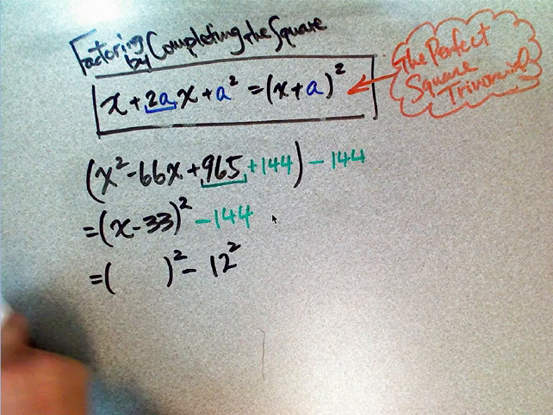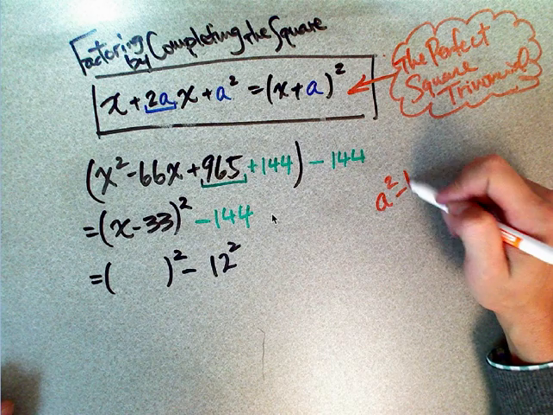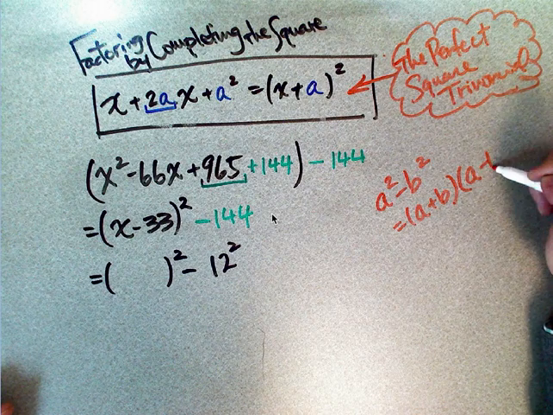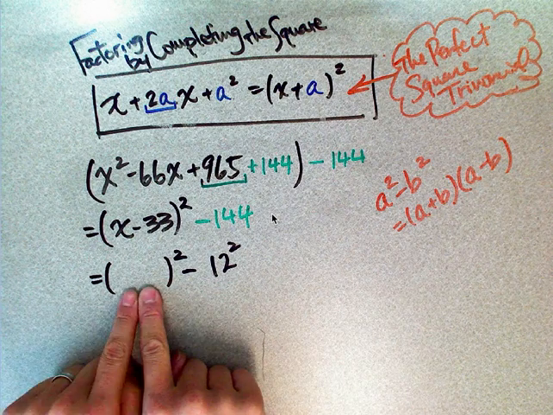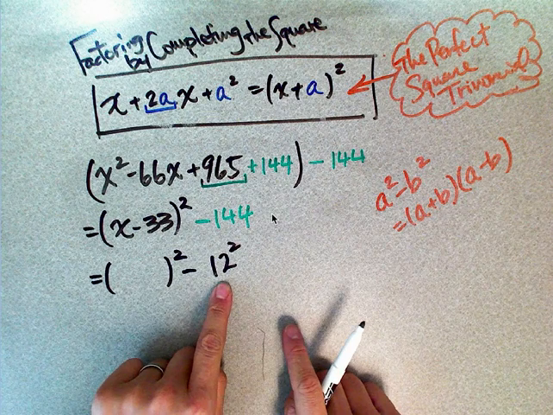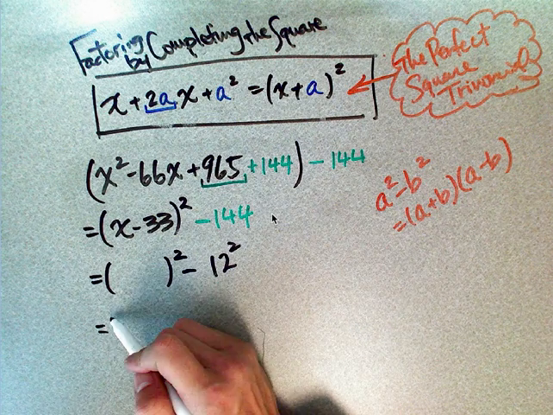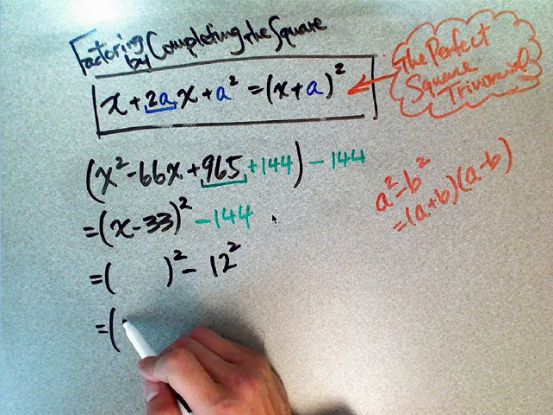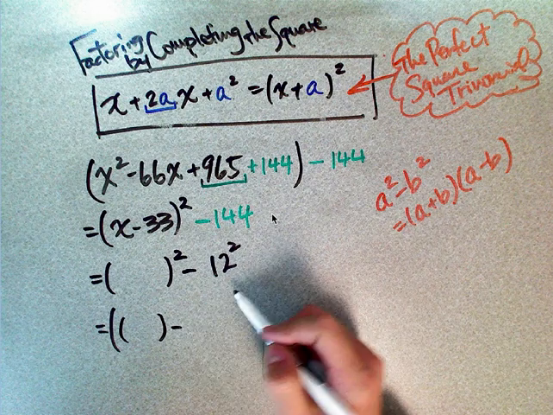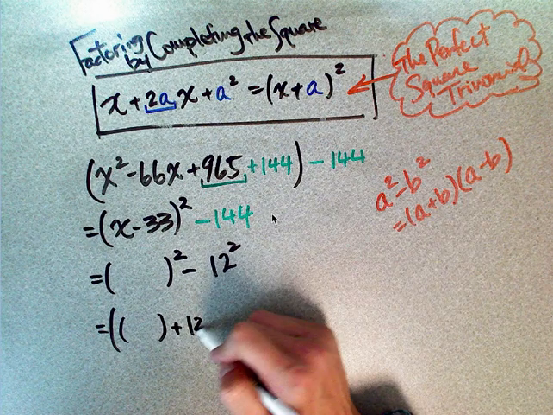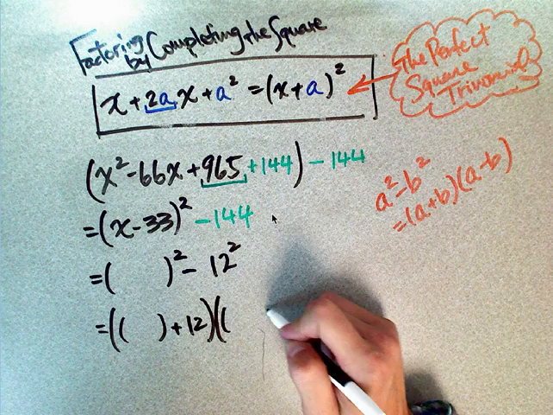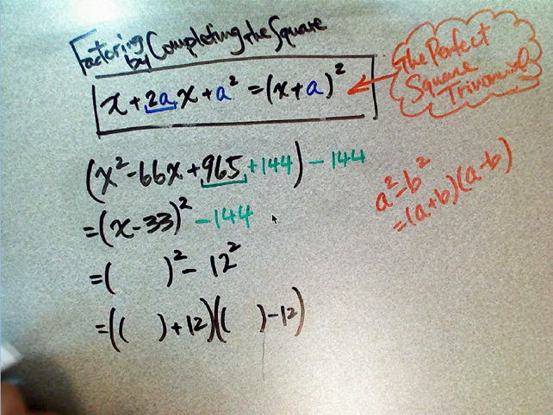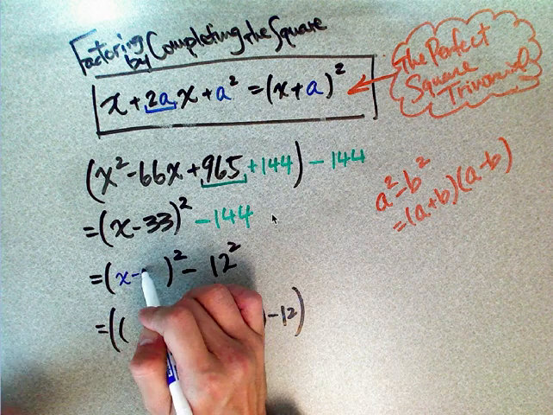And then I want you to remember a squared minus b squared, that's the difference of squares, is a plus b times a minus b. In this case, a is whatever I have here, right? And b is 12, right? So I can write a, which is whatever I have here, plus 12, times a minus 12. And what I have inside of this parentheses is x minus 33.